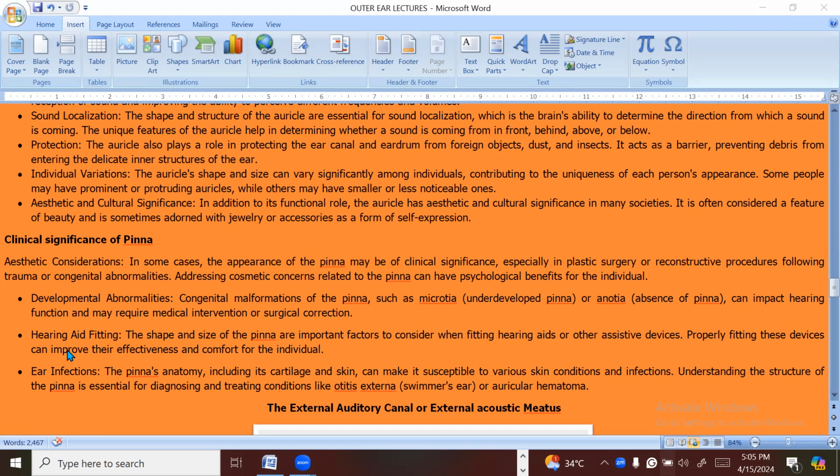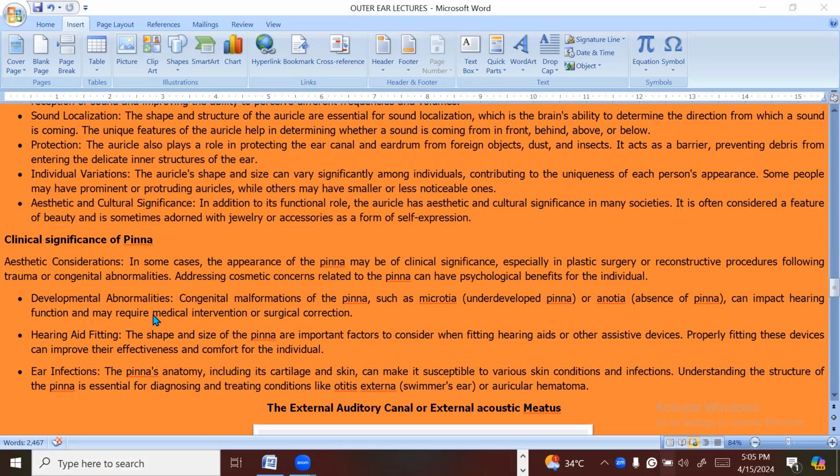Also, for persons who are hard of hearing or who require hearing aids, the shape and size of the pinna are important factors to consider when fitting hearing aids or other assistive devices. When this is not properly done, the effectiveness of those devices and the comfort of the individual will not be there. So that's one of the clinical significances of understanding that different pinna sizes, structures and shapes are important, so that we find the best fitting assistive device or speculum for our patients.